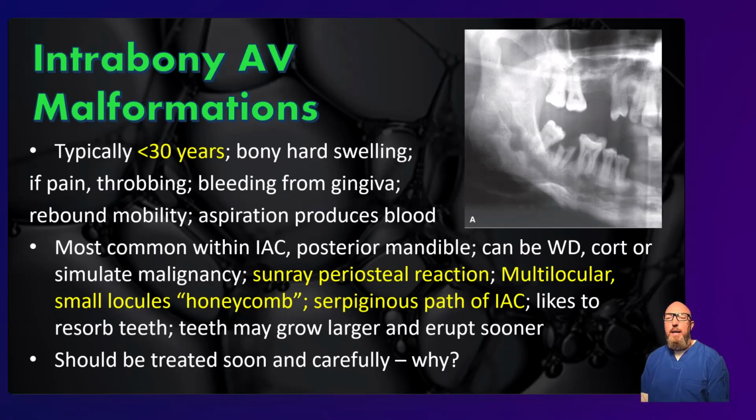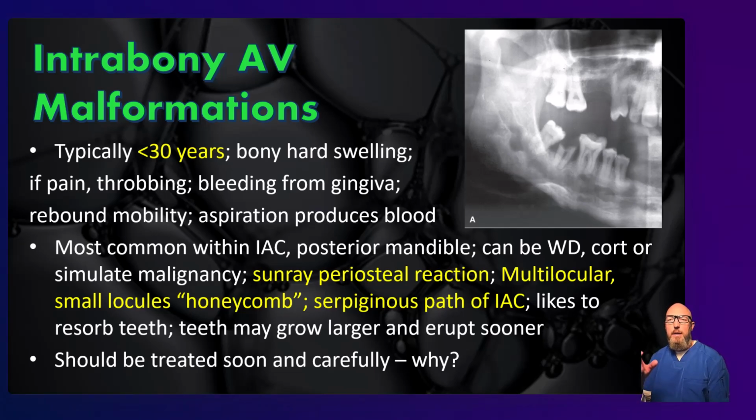Usually in the posterior mandible, often right within the alveolar canal. In fact, that's where they more often form, although they can form somewhere else in the jaws. It's going to be a bony, hard swelling. If it's painful, it's going to be throbbing, loosening, and migrating teeth. That's not unique to this, but that can happen with benign tumors. Bleeding from the gingiva. This is unique to this.